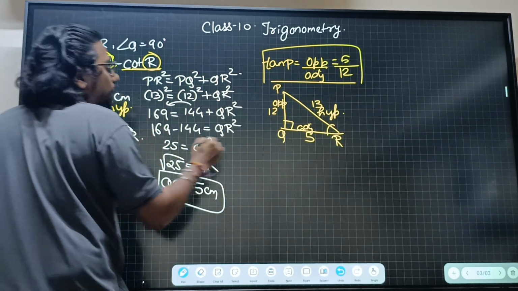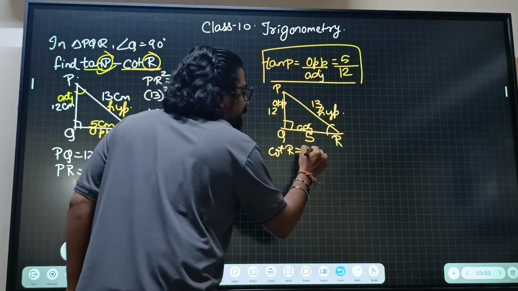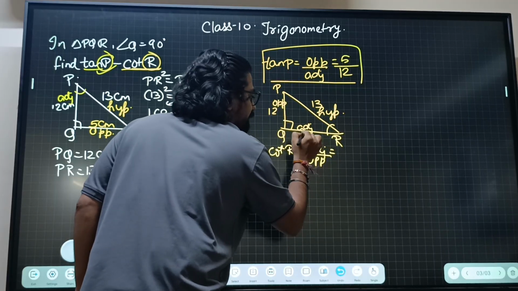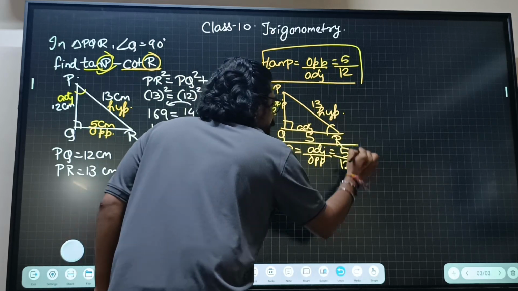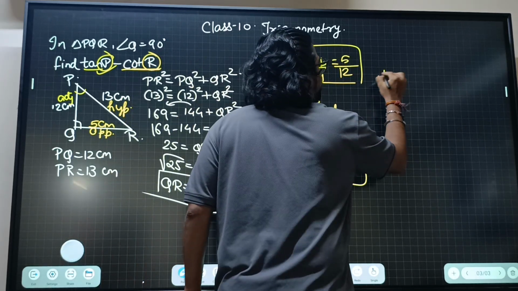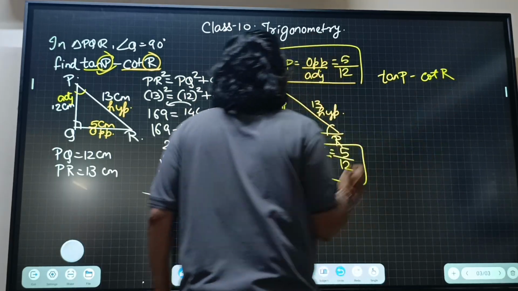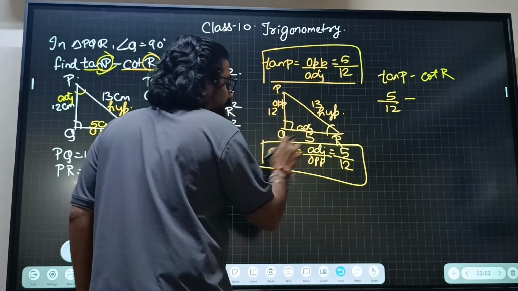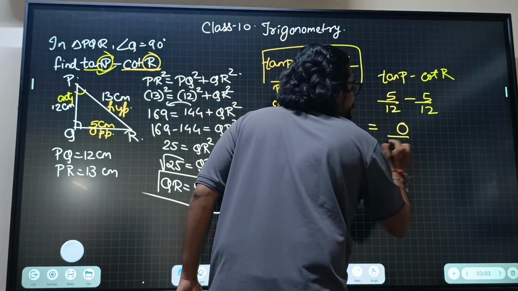Now we need to find cot R. Cot R. What is the formula of cot? Adjacent upon opposite. Adjacent क्या है? 5. Opposite क्या है? 12. Now we need to find the value of tan P minus cot R. What is the value of tan P? 5 upon 12. Minus what is the value of cot R? Again the same 5 upon 12. 5 upon 12 minus 5 upon 12, 0.